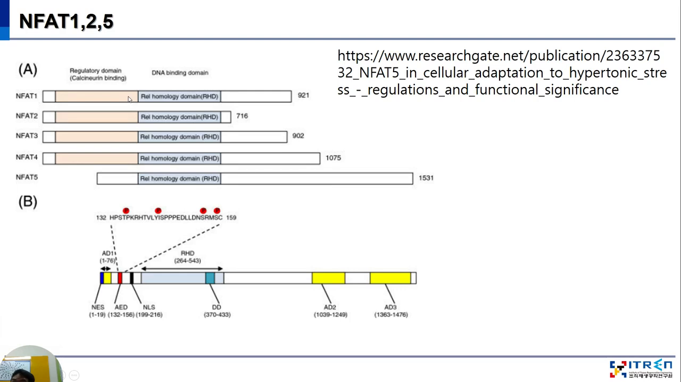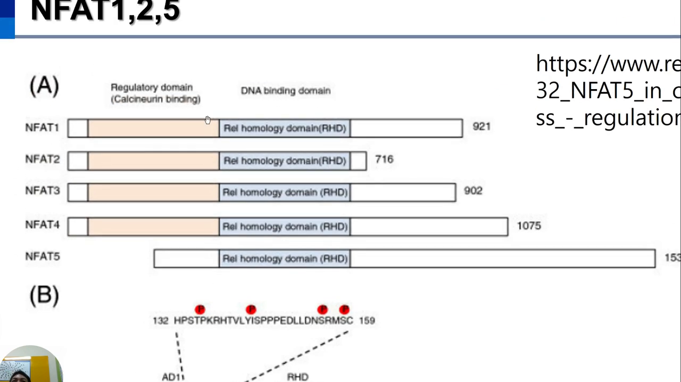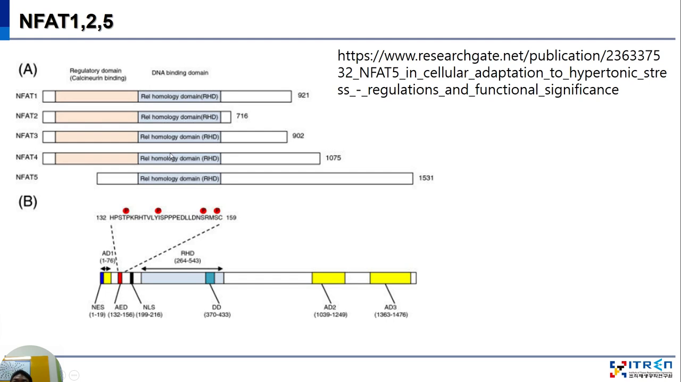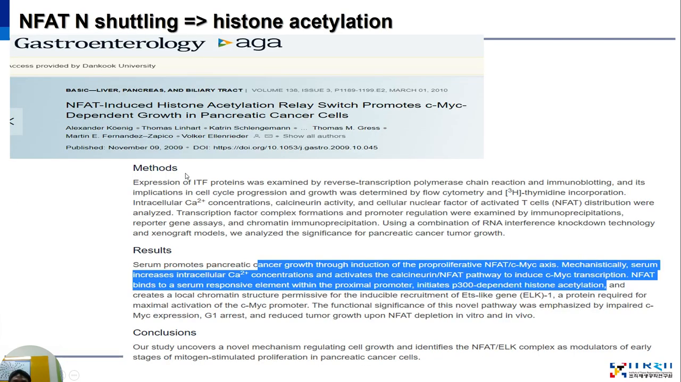And why is NFAT important? Actually, NFAT has many members: NFAT 1, 2, 3, 4, 5. But NFAT5 doesn't have a calcineurin binding site, which means NFAT5 is not calcium mediated. But the other NFATs, 1, 2, 3, 4, are heavily calcium mediated because they have this calcium domain site there. And then there is NFAT shuttling.